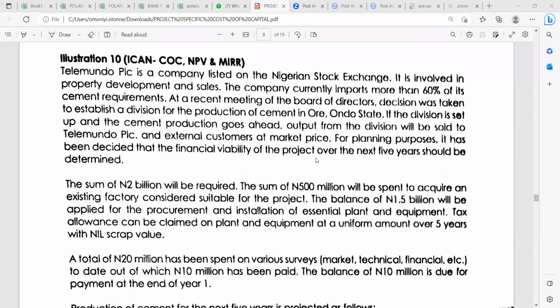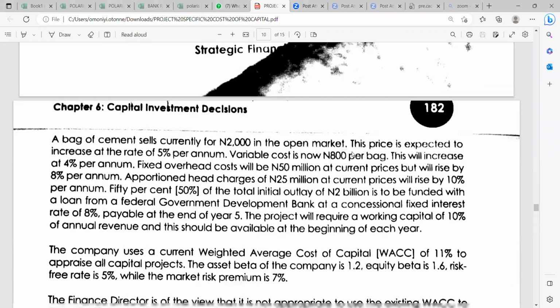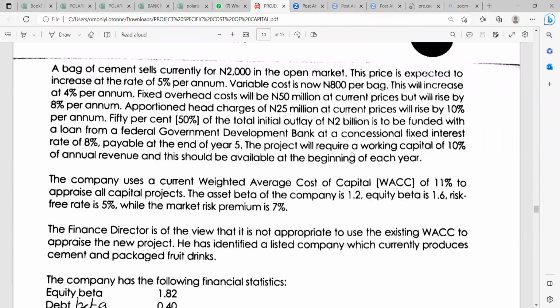Production of cement for the next 5 years is projected as follows. Year one, 500,000; year two, 600,000; year three, 650,000; year four, 800,000; year five, 700,000. A bag of cement currently sells for 2,000 naira in the open market. The price is expected to increase at the rate of 5% per annum. Variable cost is now 800 naira per bag. This will increase at 4% per annum. Fixed overhead costs will be 50 million naira at current price, but will rise by 8% per annum. Apportioned head office charges of 25 million naira at current prices will rise by 10% per annum.